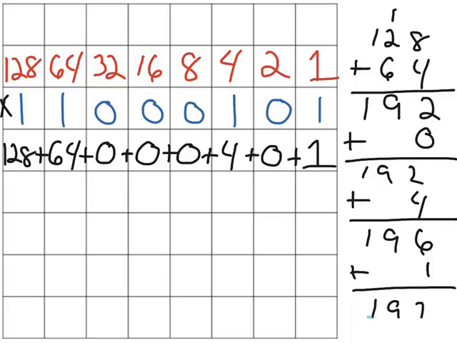Or I should say the decimal equivalent to 11000101 is 197.